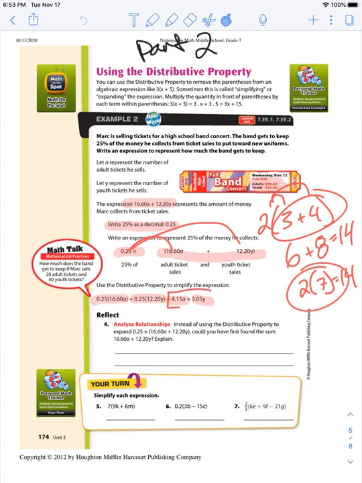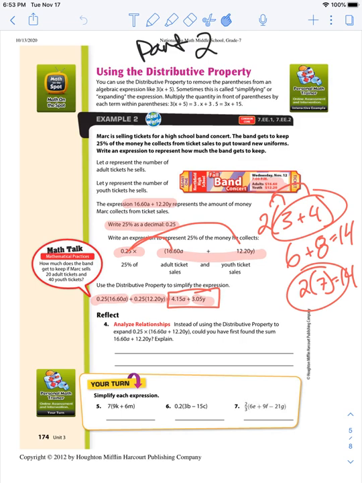And that's it. We leave that as our answer because we don't know how many tickets were sold. We don't know what A and Y are. We just know he makes 25% of what the ticket sales are. So this represents how much the band gets to keep. We can't actually solve it. We don't know how many tickets were sold, but this represents how much they get to keep.